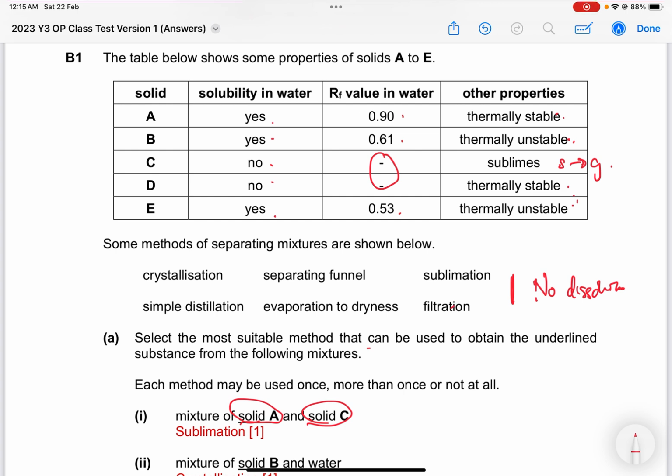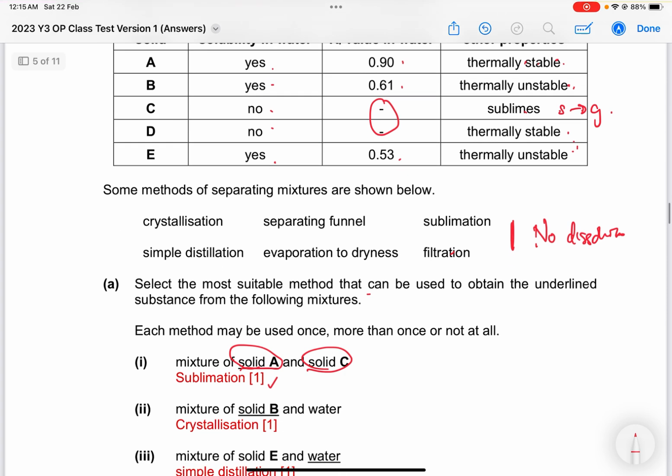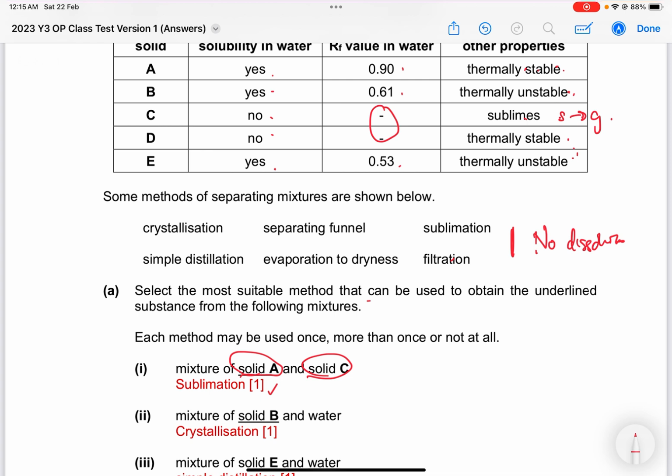So what is left here between A and C is the thermally stable versus sublime. So if I heat up A and C, C will sublime and I'll be able to collect solid A. So therefore, the answer is sublimation. Next one, mixture of solid B and water. So B is soluble in water. Okay. So if I mix solid B and water, actually I'll get a solution. So this is solution of B.